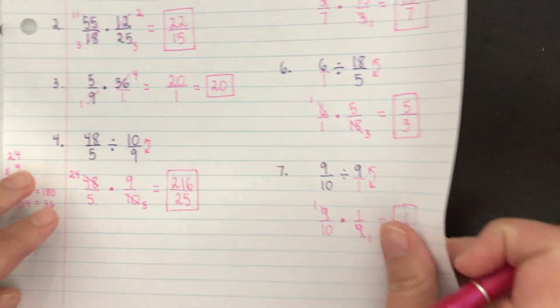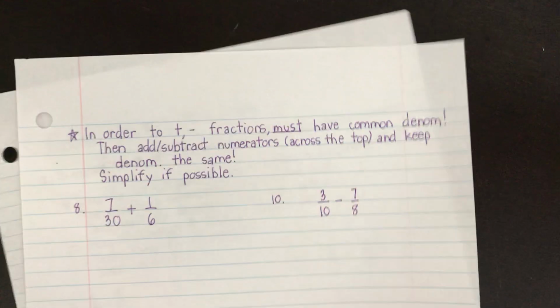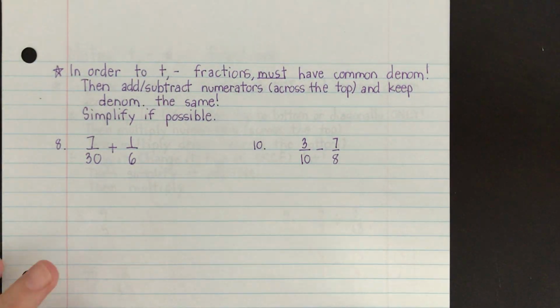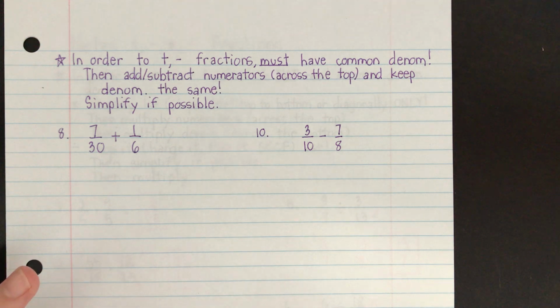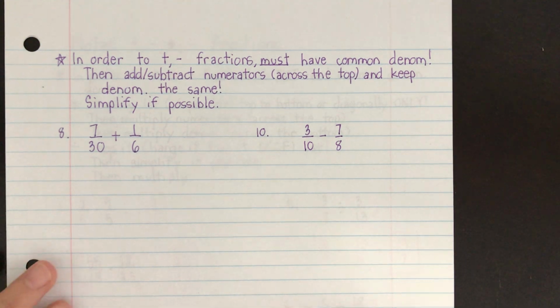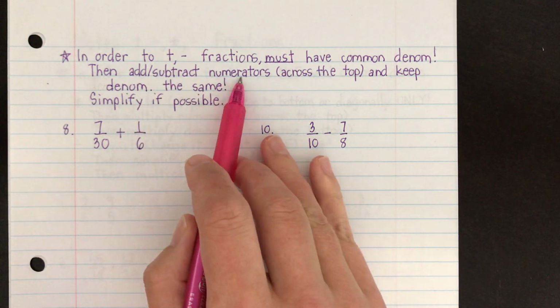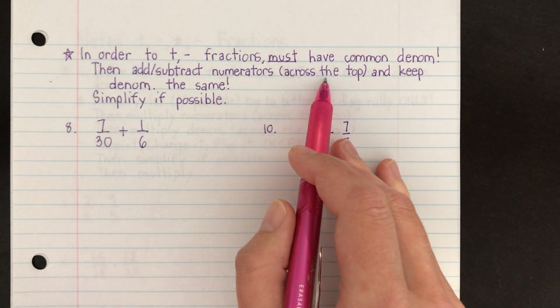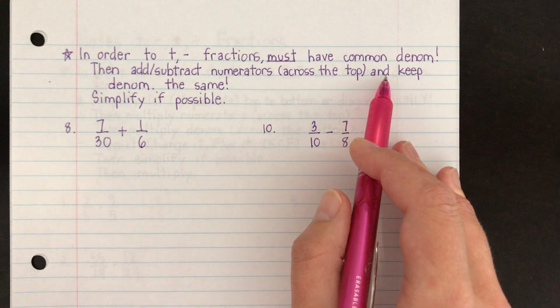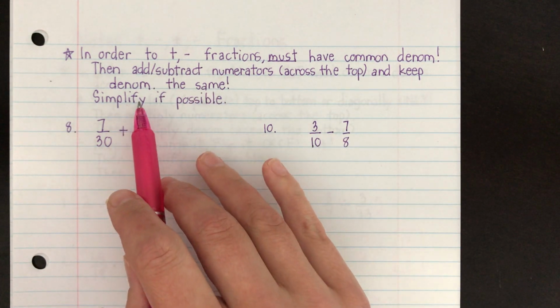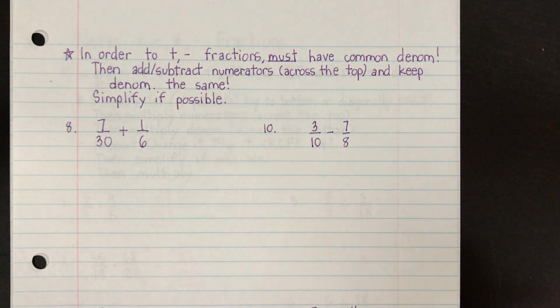All right, so let's get to the addition and subtraction, which is a little bit more difficult, but I know you can handle it. So in order to add and subtract fractions, you must have a common denominator. So that's the hardest part, I think. Then from there, it's pretty easy because then all you have to do is add or subtract the numerators. So across the top, kind of like multiplication, but you keep the denominators the same. Okay, and then in the end, you will have to simplify if possible for these type.